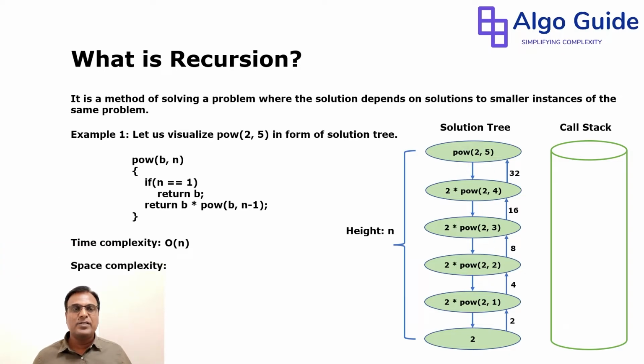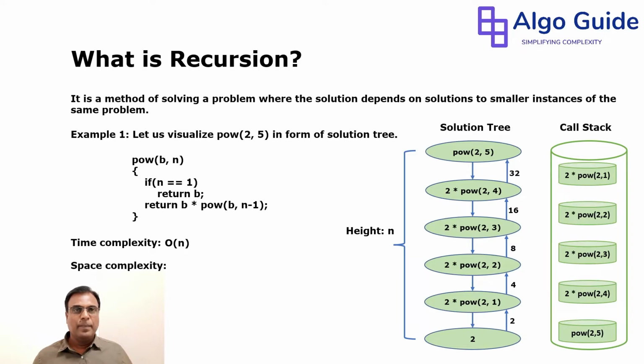Let us look at the space complexity. When we look at the call stack, at the maximum, the call stack will have n function calls. And when we look at the function call, we are not storing any extra space for each of these function calls. Hence, the space complexity of this implementation will be big O of 1.